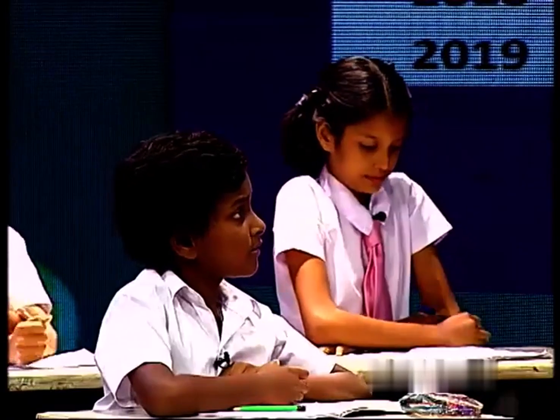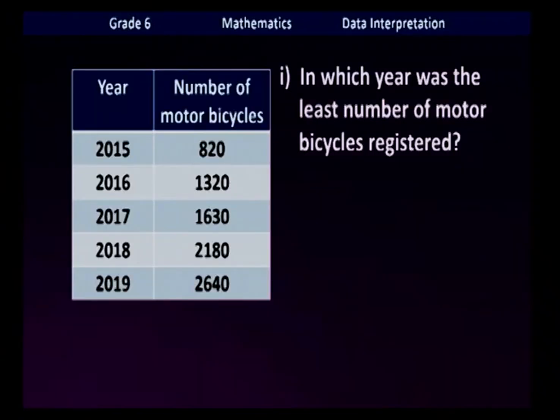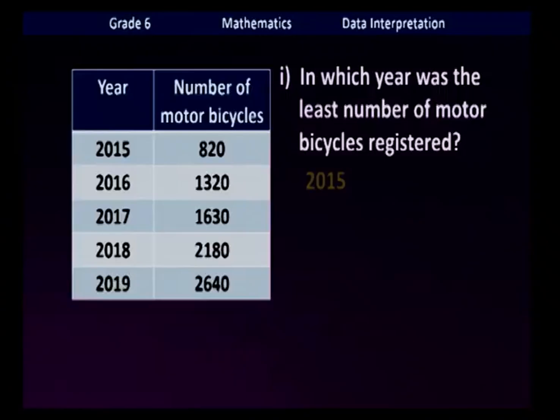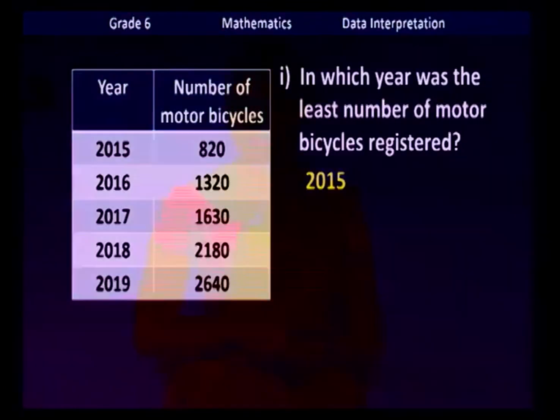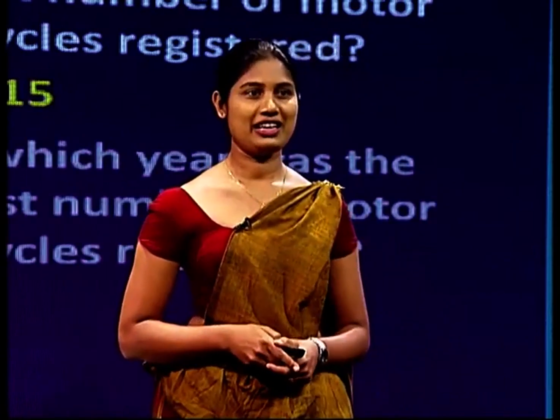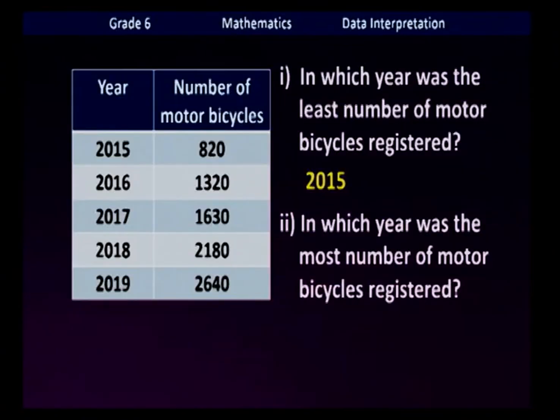2015. In which year? We have to take the answer as a year. 2015. Yes, very good. Because the number of motor bicycles, that is the smallest number, is 820, relevant to 2015. So, Nesika's answer is correct. Very good. In which year was the most number of motor bicycles registered?